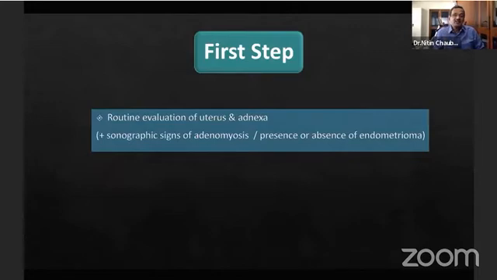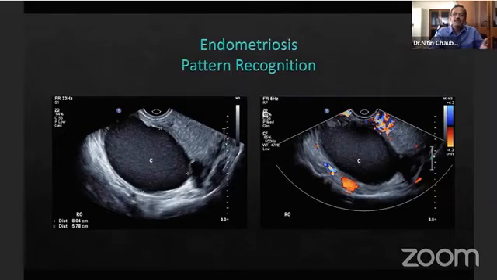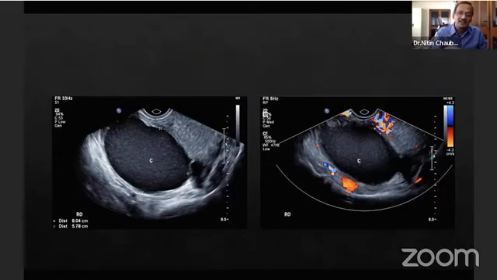So the first step is looking at the uterus and ovaries and finding out whether the patient has an endometrioma in the ovary, and number two, whether there are any signs of adenomyosis. So when it comes to the ovaries, we identify endometriosis in the ovaries by what is known as pattern recognition. We just look at the lesion and say this is endometriosis.